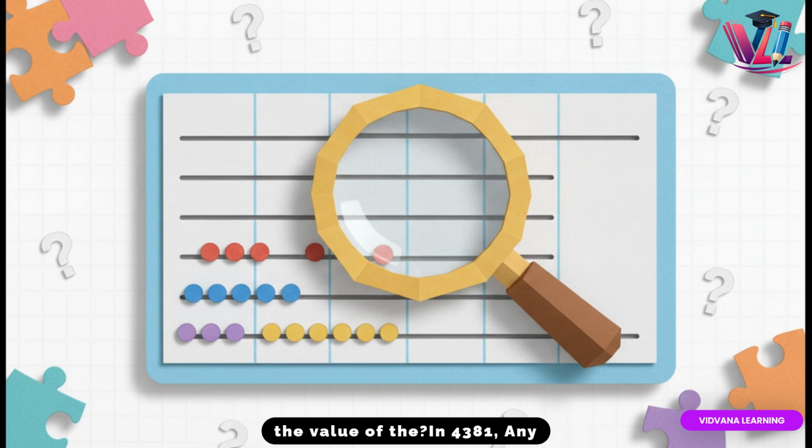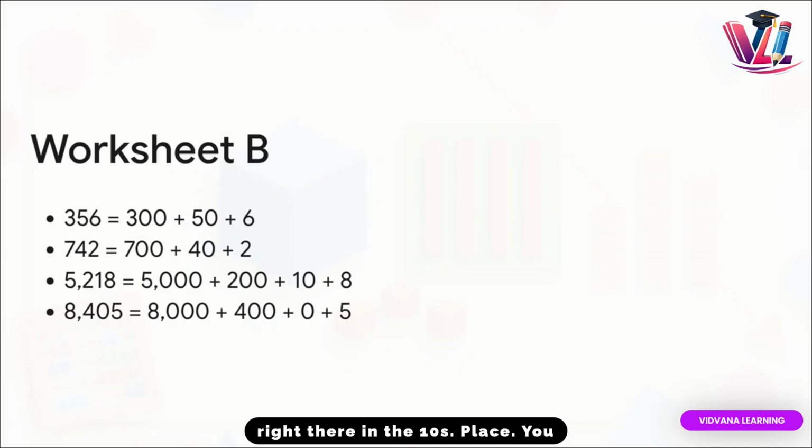Question 3. What about the value of the 4 in 4,381? Any ideas? It's 4,000 because it's sitting all the way over in the thousands place. And question 4, what's the value of the 2 in 624? Give it a thought. It's 20 because that 2 is right there in the tens place. You are doing absolutely amazing.